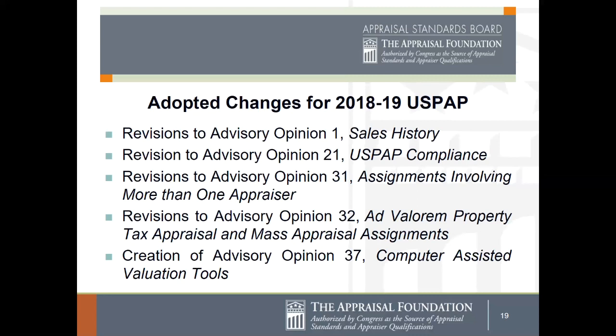Great. That is something we often hear, that an appraisal report may just state what was done in terms of a prior sale, but there isn't any real analysis. So I think that's a great addition. The next one up on the list is Advisory Opinion 21, USPAP compliance. Can you tell us what changed in that AO?